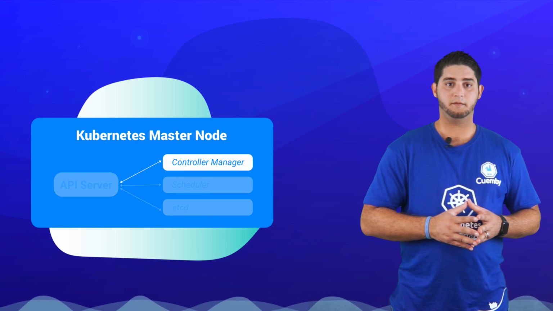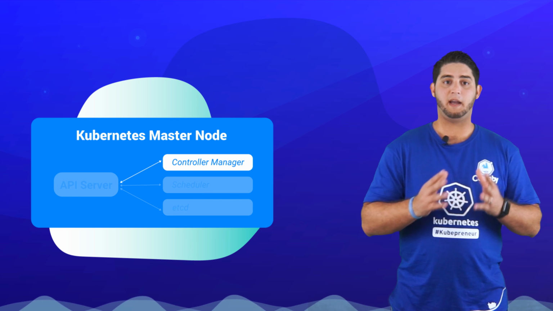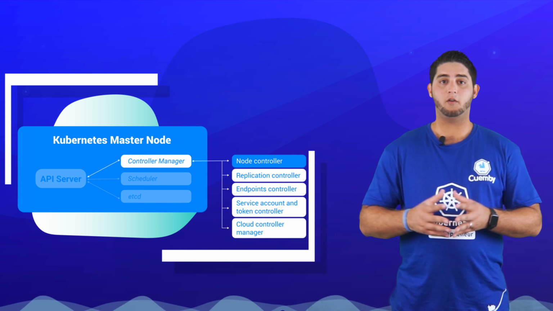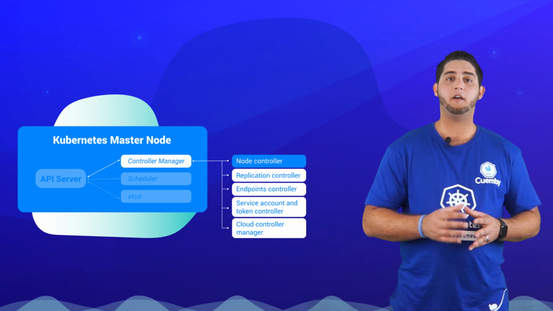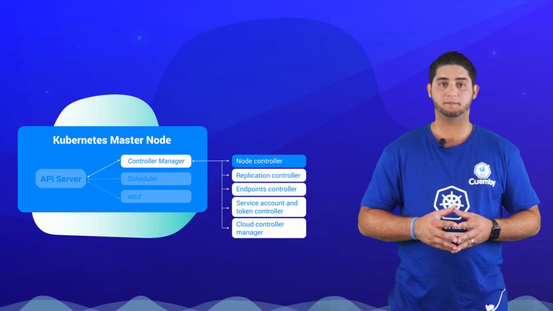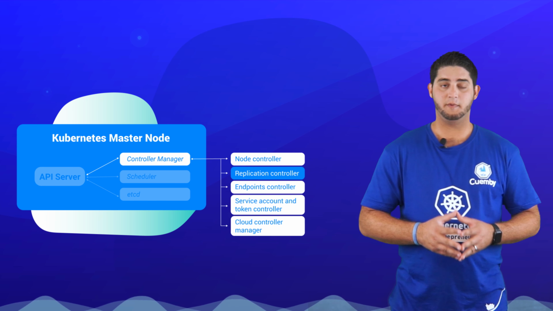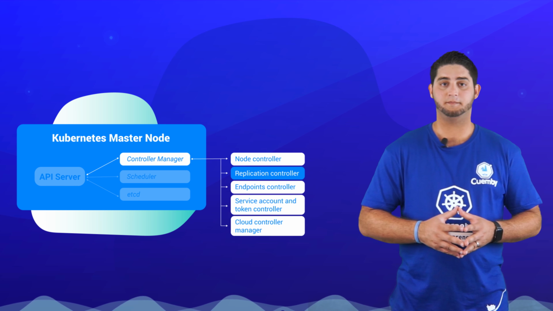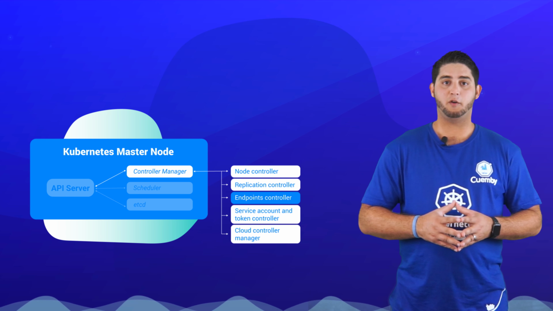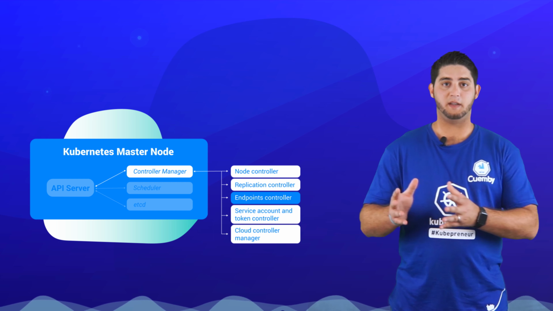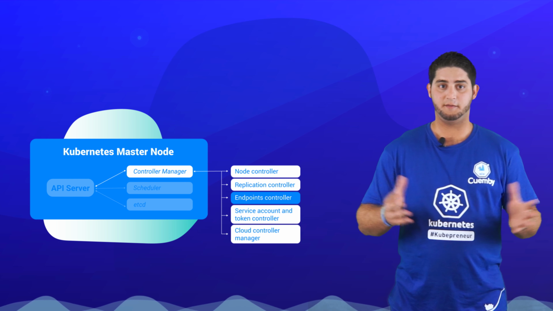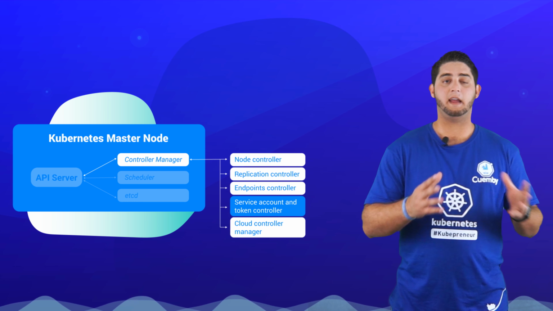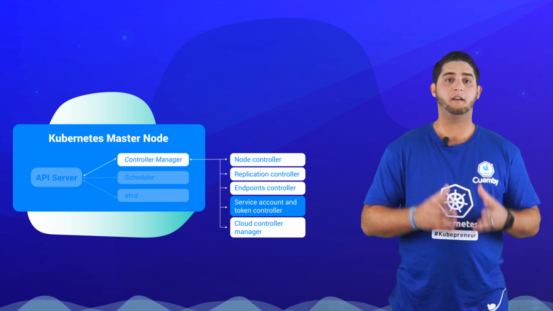Then, the controller manager. This component is a single binary composed of 4 processes, and they are the node controller, responsible for the health of the nodes inside the cluster. The replication controller, responsible for keeping the desired amount of pods for each replication. The endpoint controller handles the endpoints object that links services and pods. Then we have the service account and token controller, which handles the default accounts and API access for each namespace.